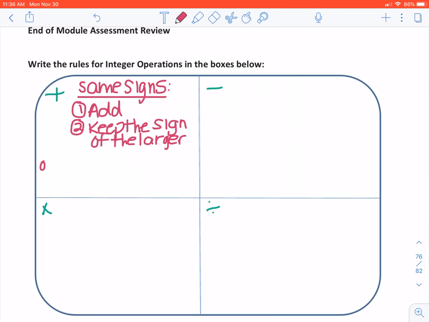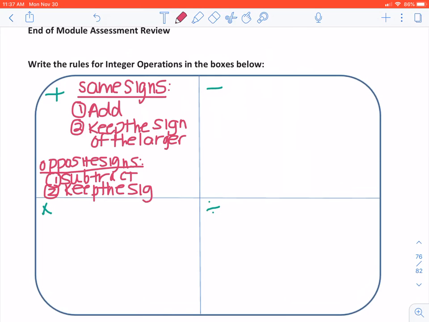Now, if you have opposite signs, you are like one positive, one negative. You are going to subtract the two numbers, but you're still going to keep the sign of the larger. So those are your adding rules.